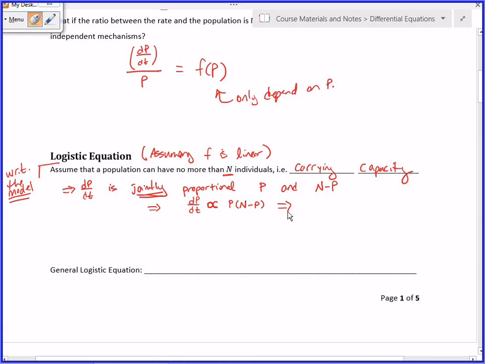So your differential equation, as an equation, not as a proportionality statement, is equal to some constant times p times n minus p. That's one way to think of what's called the logistic equation. I'll call that equation 1.